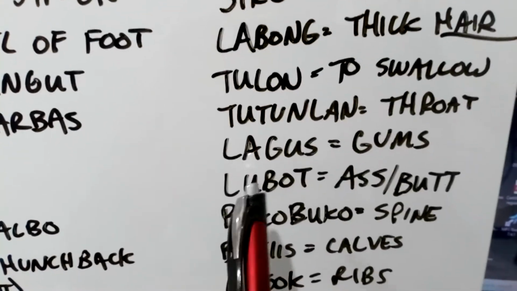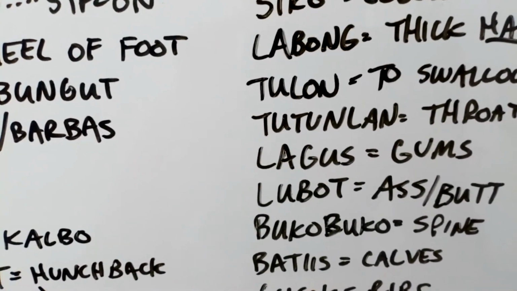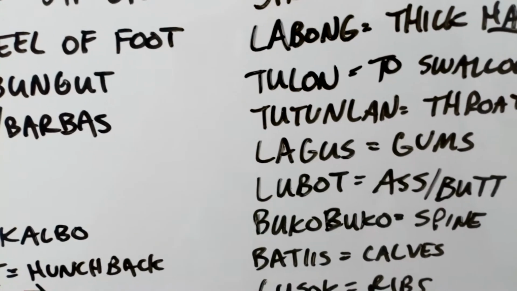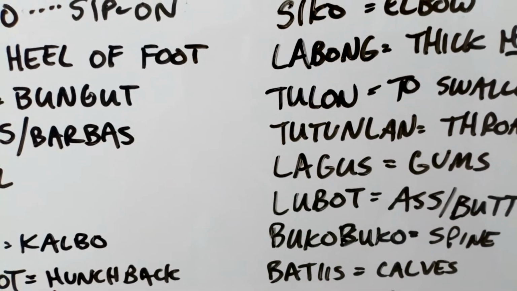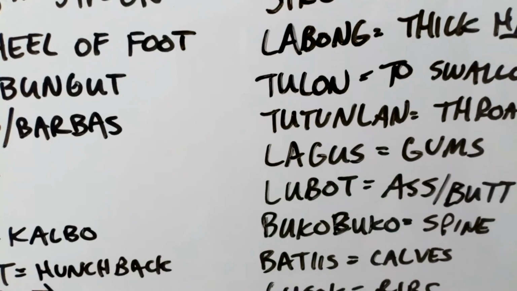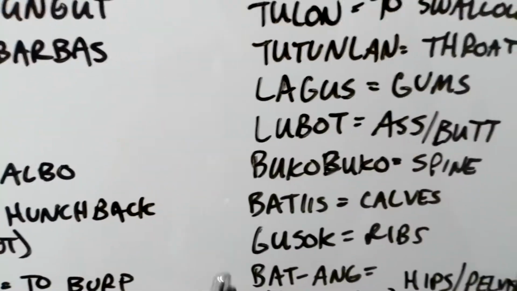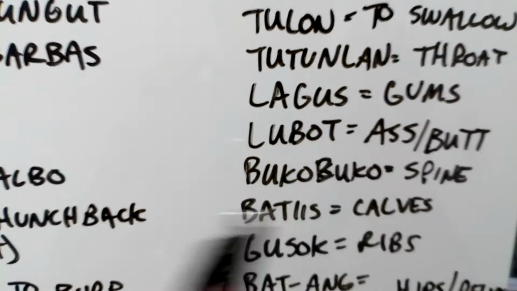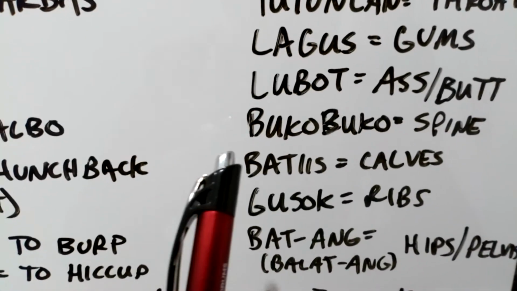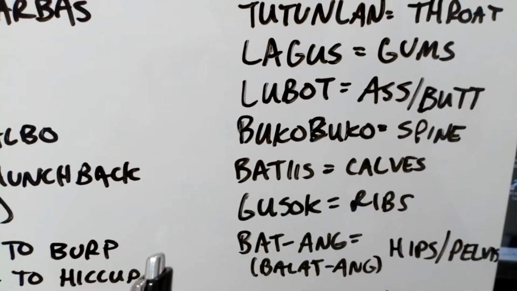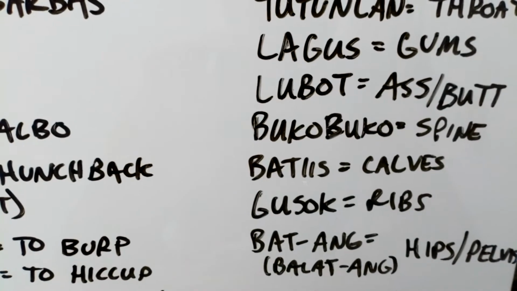Anyway, lagos meaning gums, so the dental area, right? So if you have your ngipon, which you should know, lagos is where the ngipon goes. Is that right? Yeah. Lagos, the ngipon, that's what the gums are, right? Your dental gums. Lubot meaning your buttocks, your ass, whatever, right? Buko meaning spine, the spine or the back of a person or an animal. The buko is the back part, the spine that holds everything up.